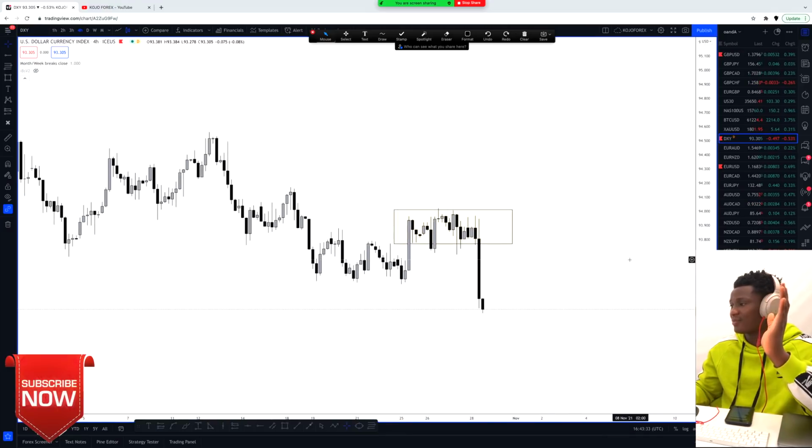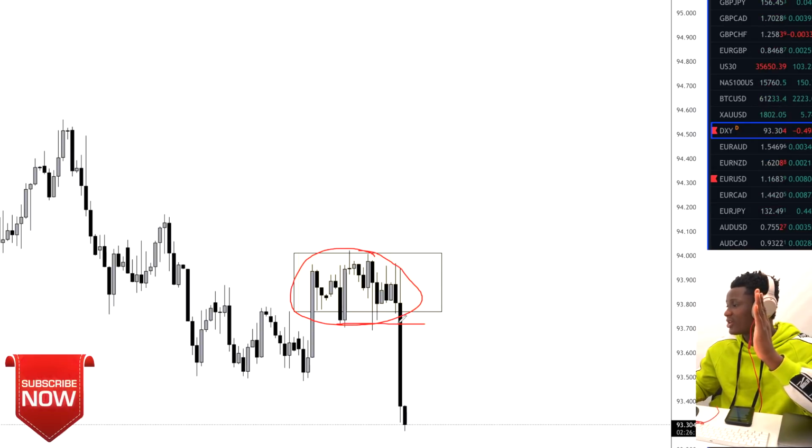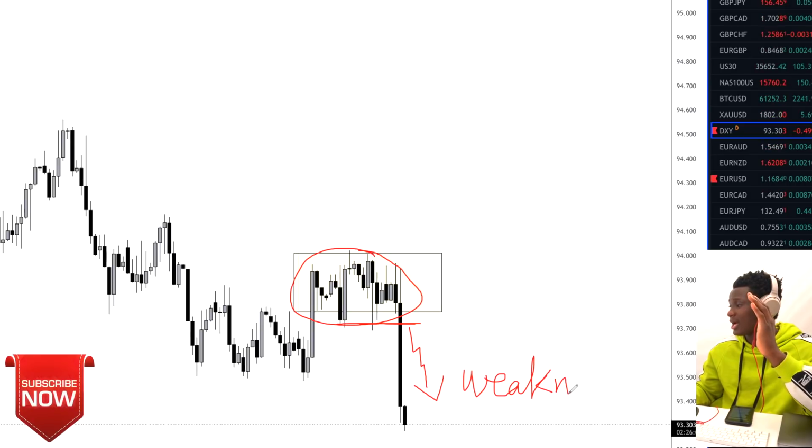And then we have a subsequent candle breaking out of that consolidation range. So here we can see this candle literally trading out of this range and then continuing down. What this easily tells us is what? There's weakness in the dollar, right? The dollar is dropping, is selling off.